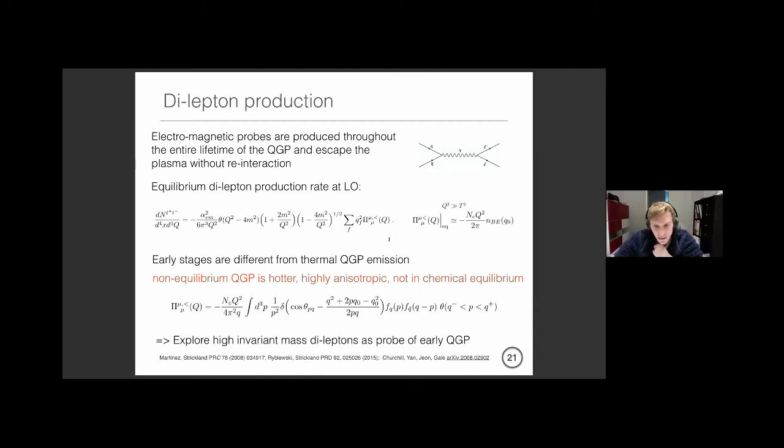Now, of course, this estimate in this form no longer holds, and so you actually have to modify this because the system is highly anisotropic and can also be not in chemical equilibrium. So there can be fewer quarks present. But the basic idea is that, if you use the fact that the typical energy density is highest at the beginning, you should move as high as you can on the energy scale and explore high invariant mass di-leptons as a probe of the QGP.